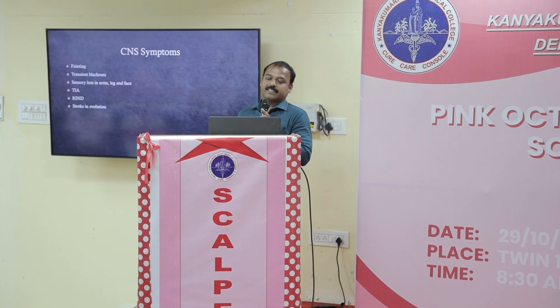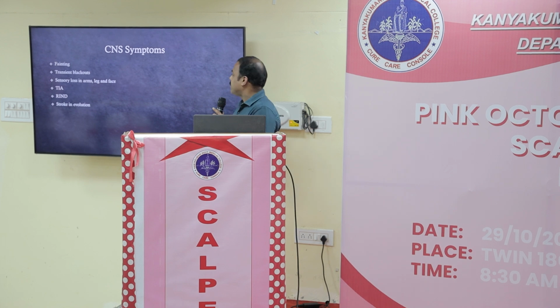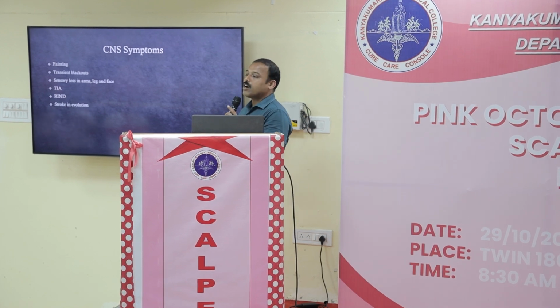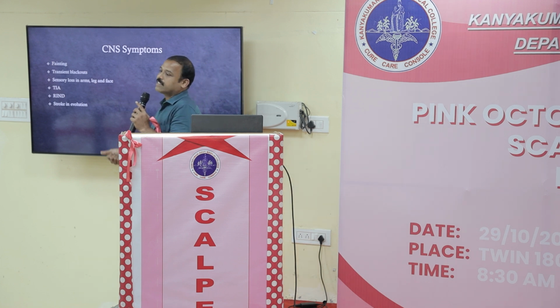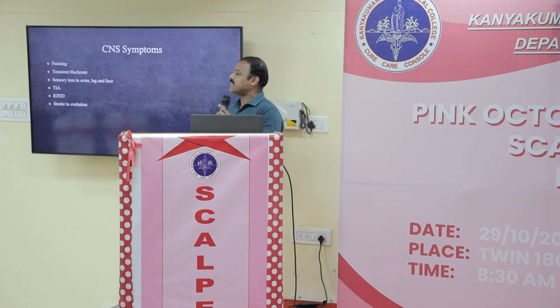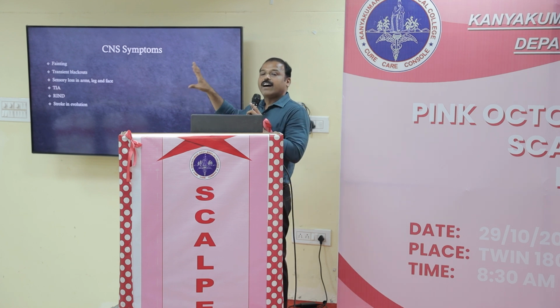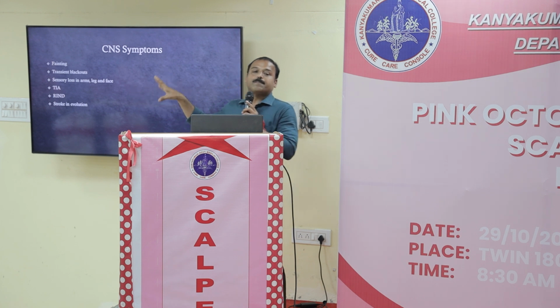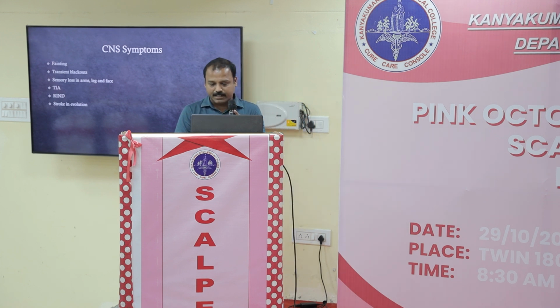Then comes CNS: fainting and transient blackout, amaurosis fugax, and sensory loss in the arm, leg, face. TIA means transient ischemic attack. RIND means reversible ischemic neurological deficit, and stroke in evolution, in this order. So ask for this history. If it is present, it is CNS ischemia. Maybe the carotid artery is the culprit. If it is occluded, you may get these symptoms.